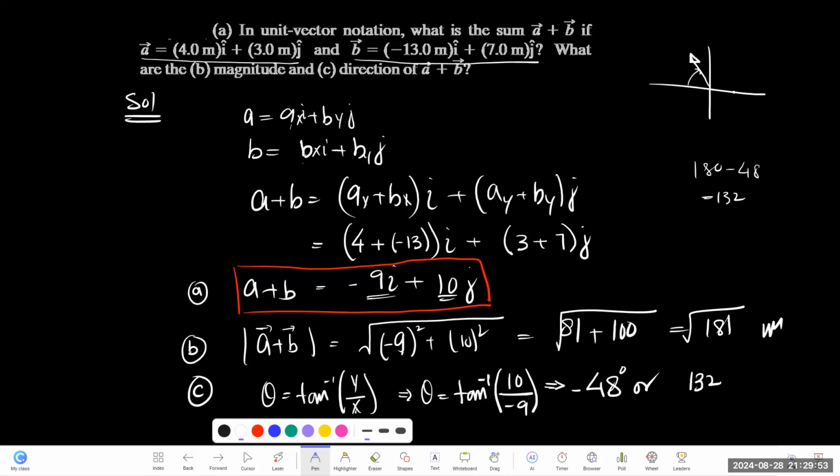Usually, you're supposed to measure from here. So if you get an answer in minus, it means you go to the negative x-axis and measure the angle, which is not really making a difference. You can measure from here or from here. But the standard is to measure from the positive x-axis. So you just take 180 degrees minus 48, and your answer is 132 degrees.